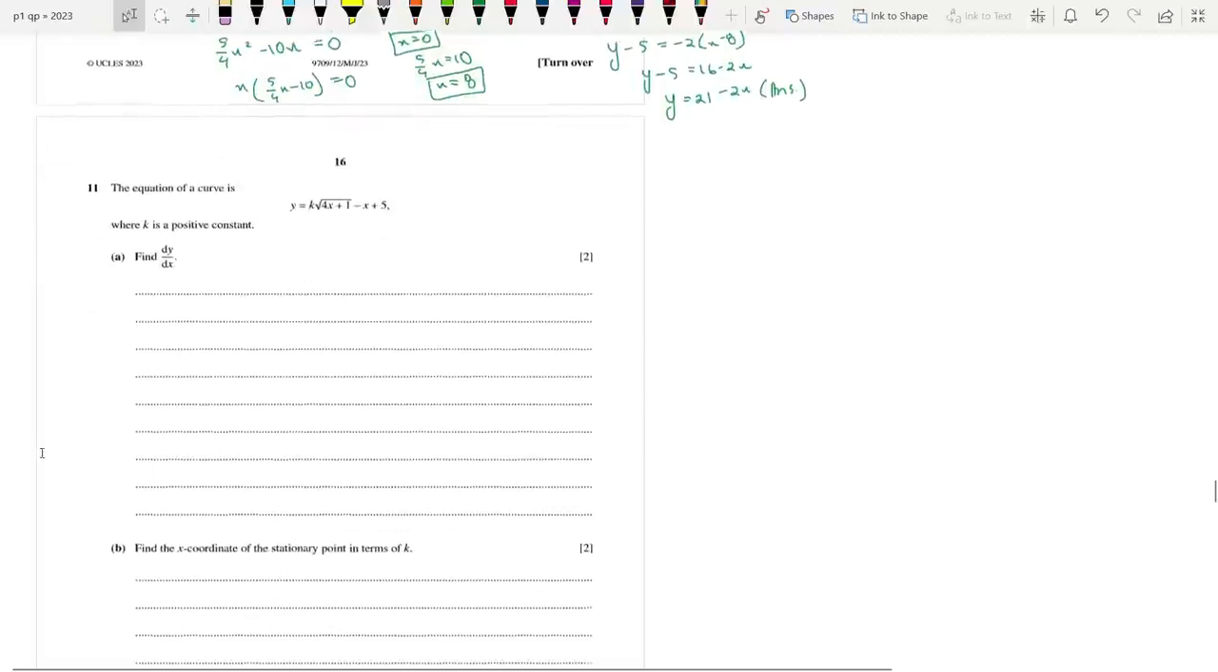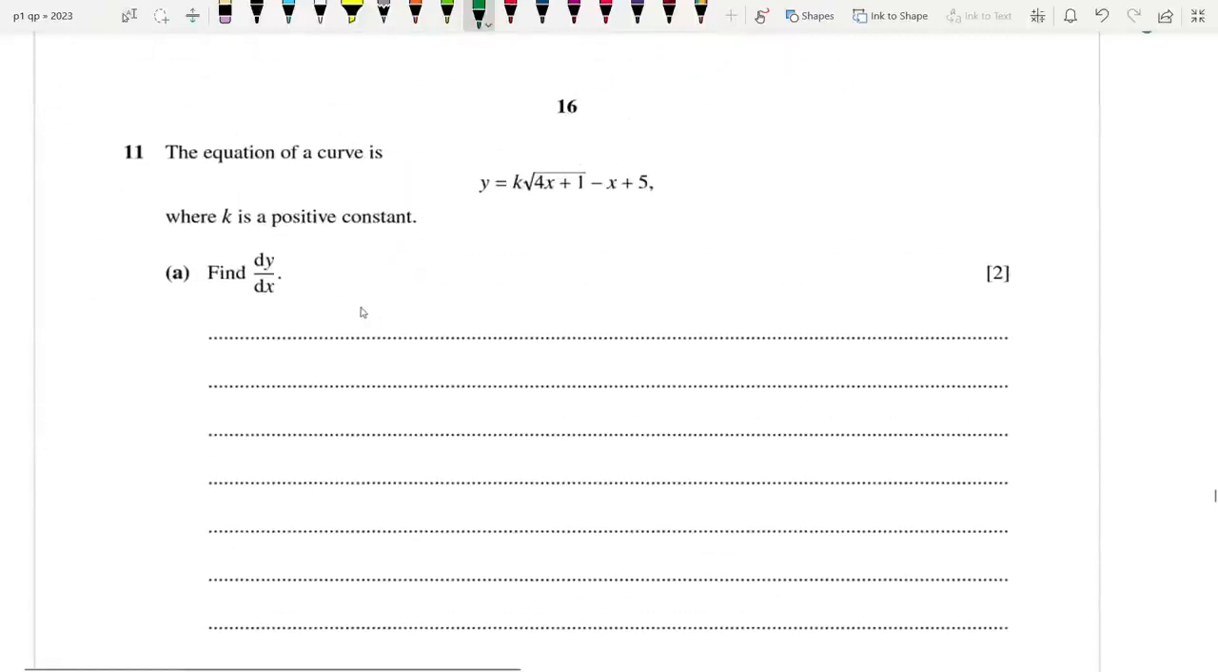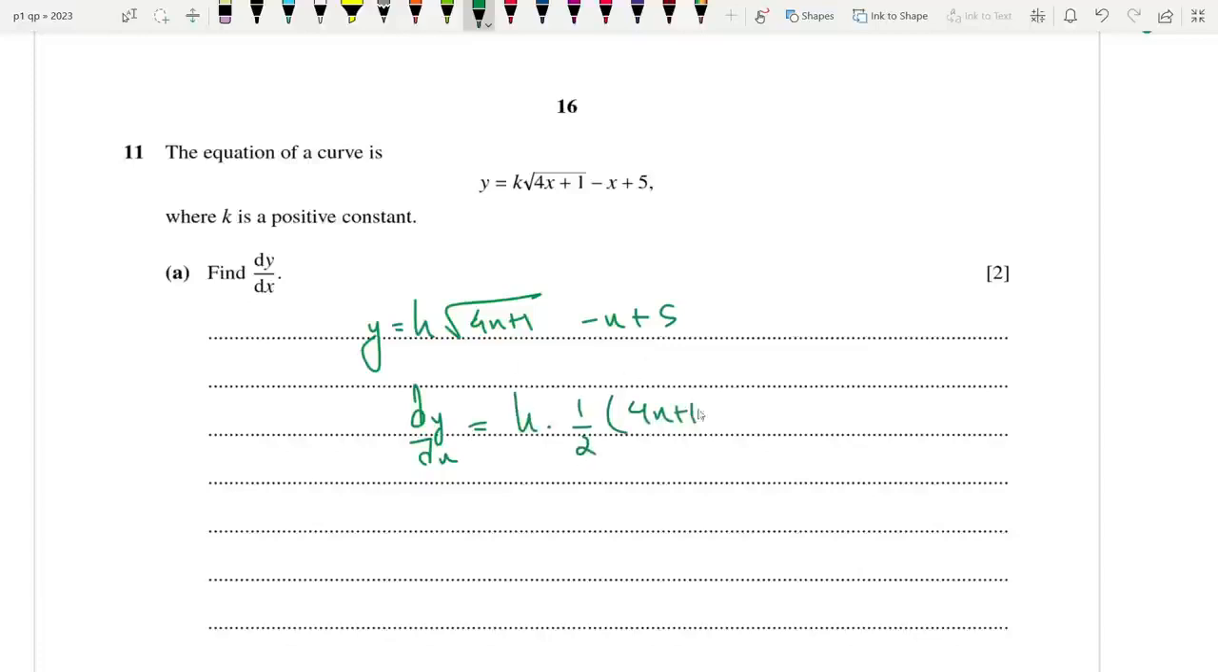Number 11, calculus, find dy by dx. So dy by dx equals k times half (4x plus 1) to the power minus half times 4 minus 1. So we end up with 2k times (4x plus 1) to the power minus half, minus 1.